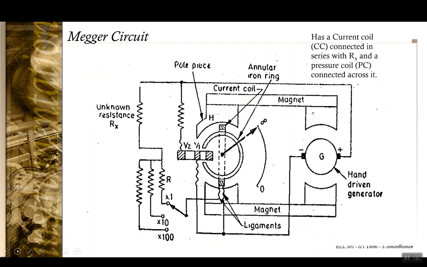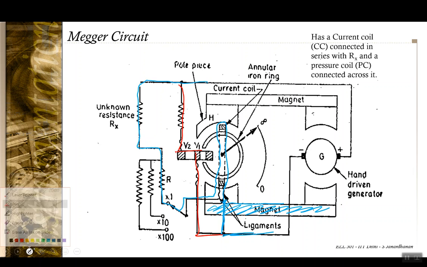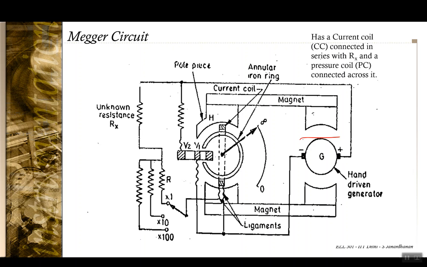As expected, you have a current coil and a voltage coil because you want V by I. The current coil is connected in series with the resistor under test. So you have this resistor under test connected here to the current coil. This is the permanent magnet. You also have the voltage coil, or pressure coil, here, which is connected across this resistance, and you have a hand driven generator that powers this entire circuit.